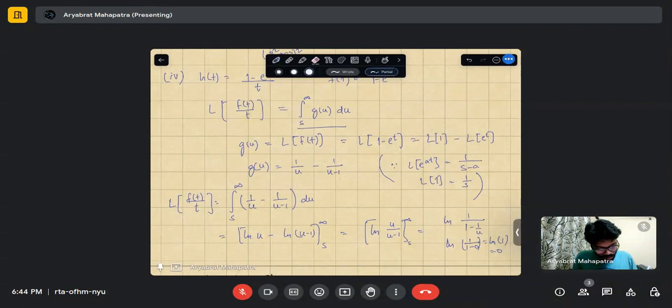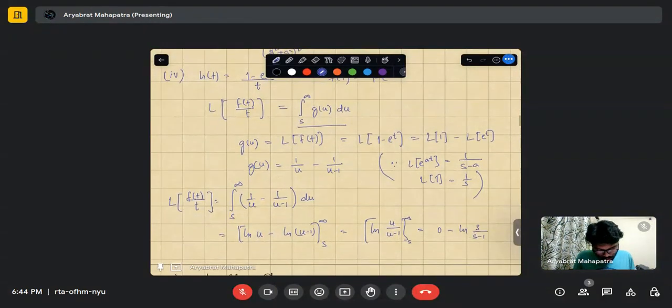And your second term, when you substitute s in place of u, will be ln of s minus 1 over s. So your final result for f of t over t is ln of s minus 1 over s. So this is your final result.